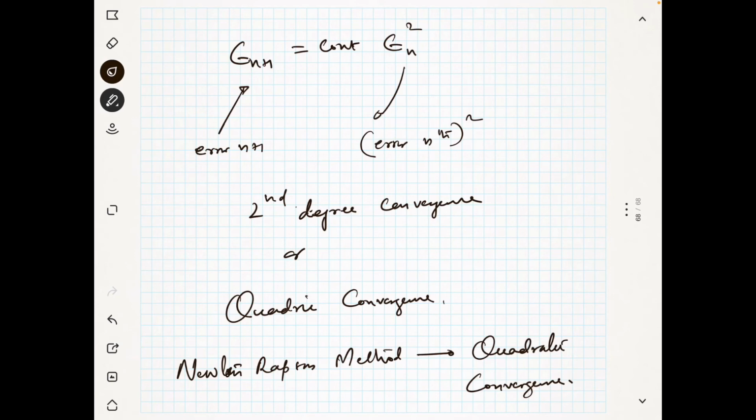So you will get the solution very fast, because it is depending upon the square of the error. That is how this is known as quadratic convergence, because the error in the current iteration is depending upon the square of the error in the previous iteration.